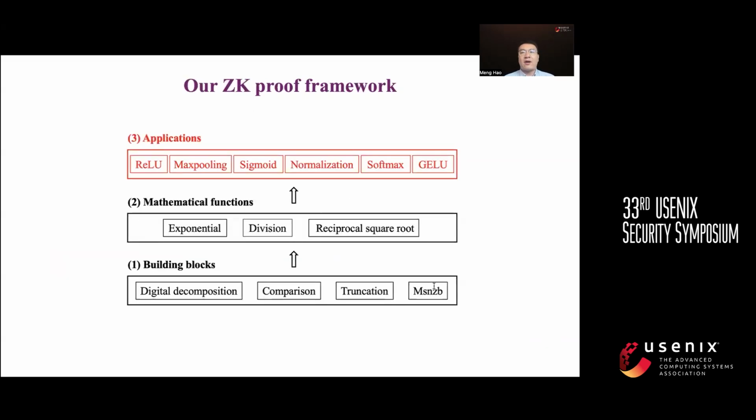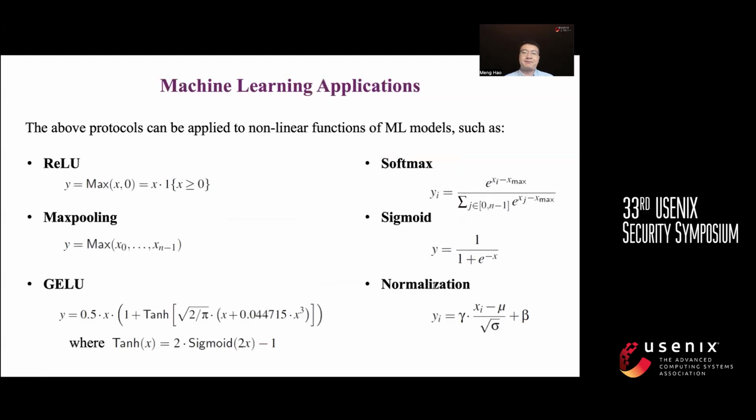Finally, we apply our zero-knowledge proofs of building blocks and mathematical functions into machine learning applications. We design zero-knowledge proofs for ReLU, max pooling, sigmoid, normalization, softmax, and GeLU. It's worth noting that our building blocks are general and can be used in more nonlinear functions beyond machine learning scenarios.